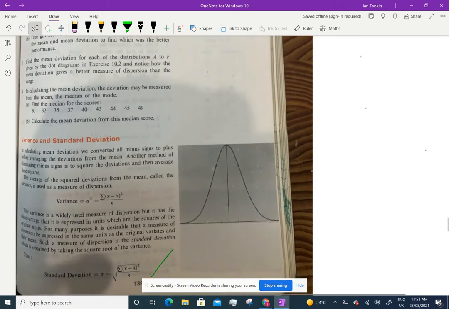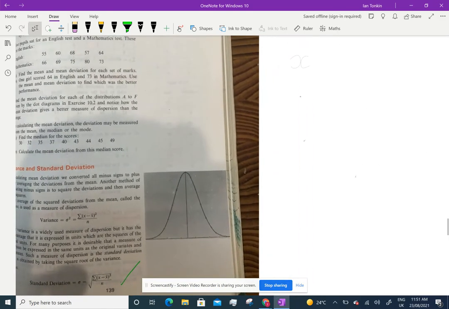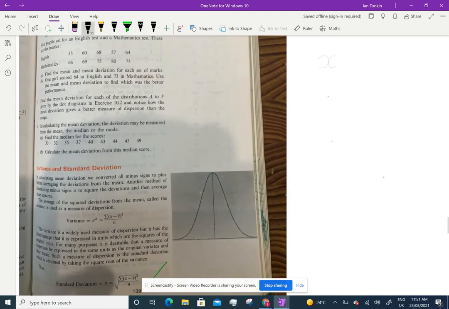Now, when we talk about data, we talk about the measures of central tendency, so our mean, median, mode. And we also talk about measures of dispersion, so the range, the interquartile range. But one of the best measures of dispersion is our standard deviation. Now, how does this standard deviation come around? So if you think about it, we want to find out how things are deviating from the mean. So how are all the scores deviating from the mean?